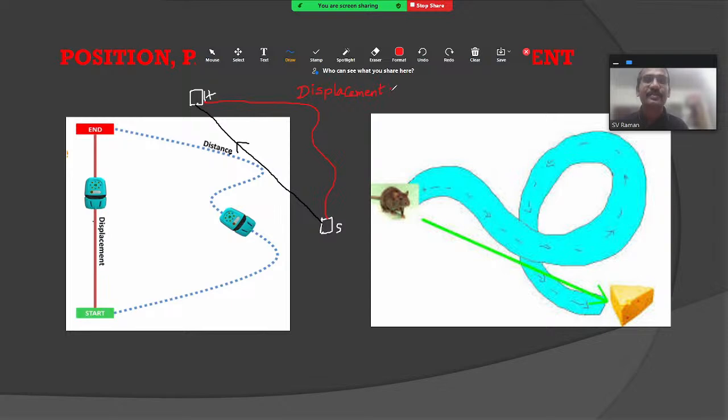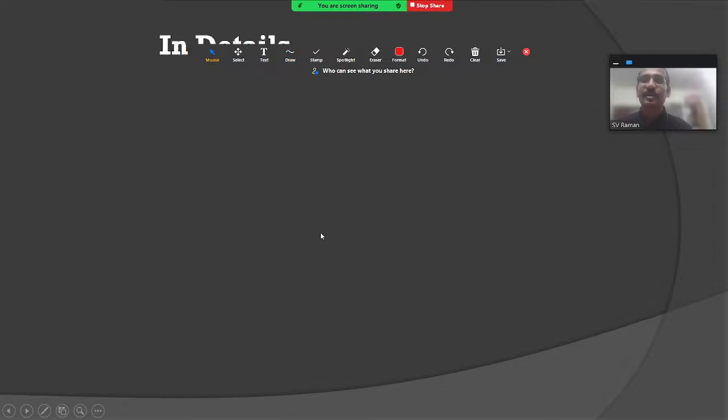So what is displacement? The minimum distance traveled by an object is called displacement. Clear? Now we will see how much you understood in detail.